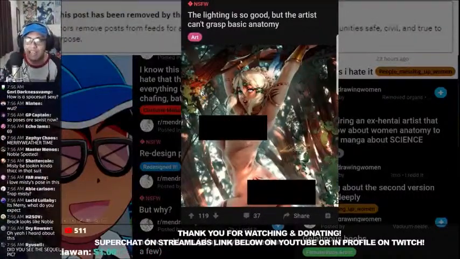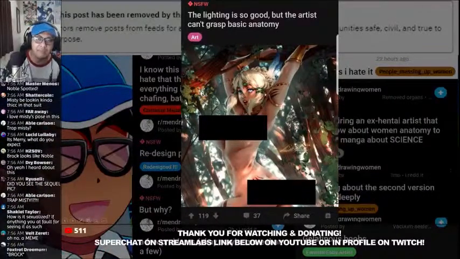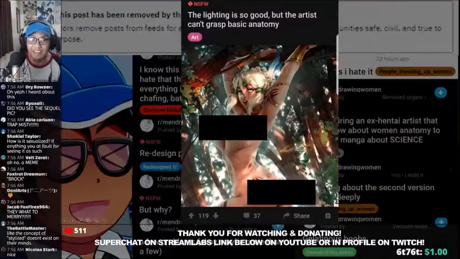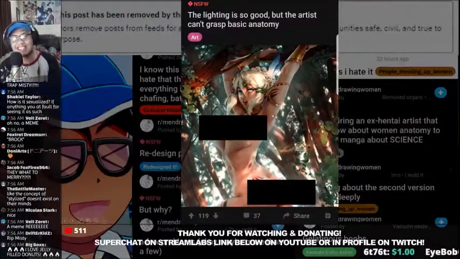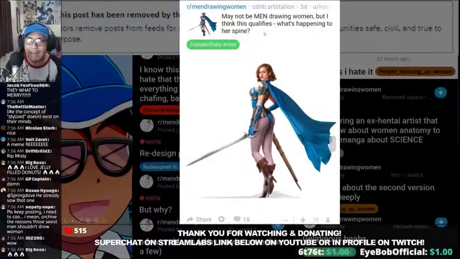The lighting is so good, but the artist can't grasp basic anatomy. Yeah, this is a not safe for work artist from them. This is why I censored this, because they actually show titties in here. But yeah, a lot of this may not be men drawing women, but I think this qualifies.